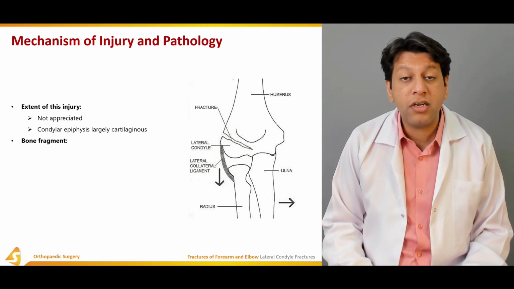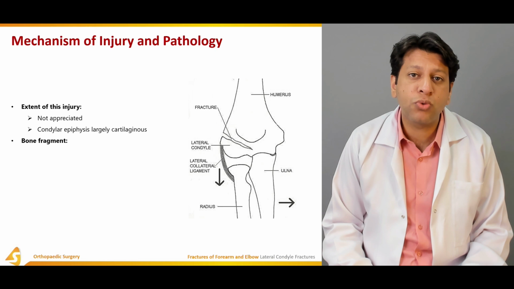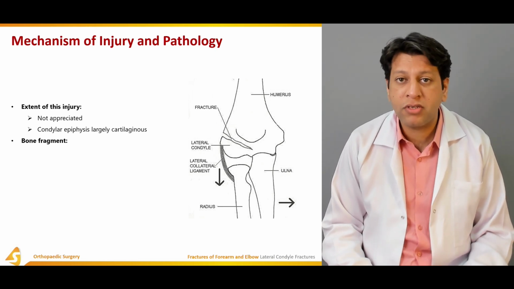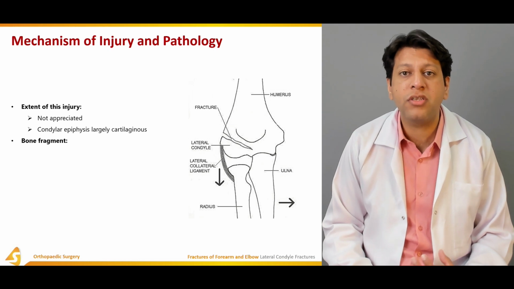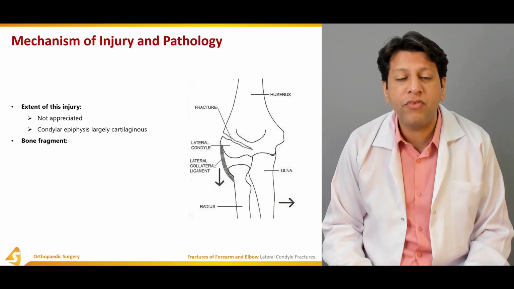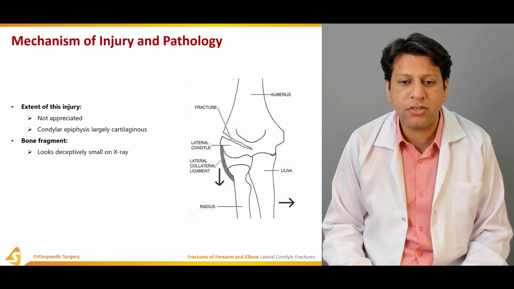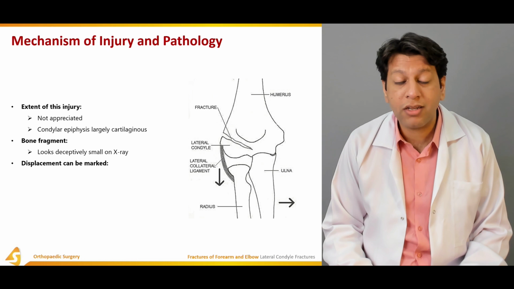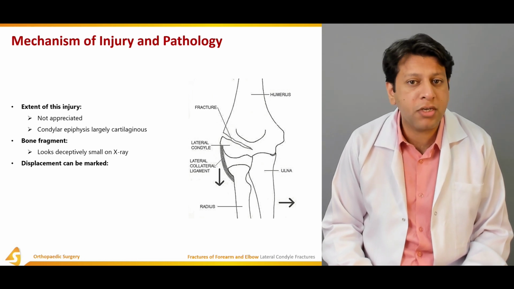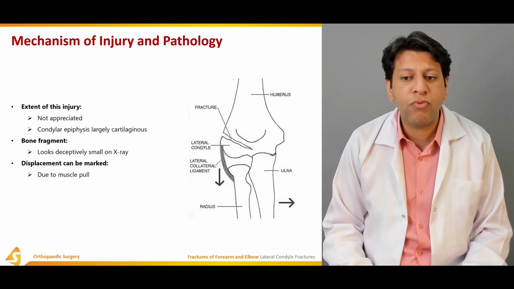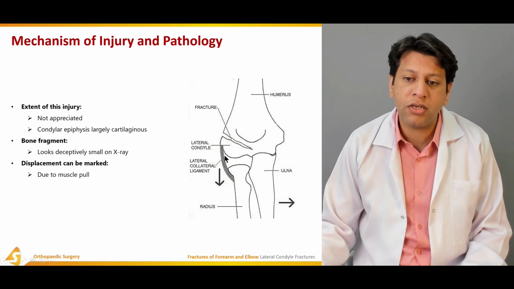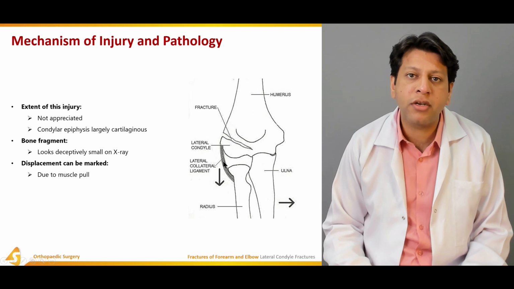The bony fragment is usually less appreciated. Why? Because most of it is a cartilaginous shell. Therefore, when we open it up, especially during open reduction and fixation, we see a very large fracture fragment, which may not be very visible on the x-rays. Displacement can be marked, and we have to look for that. It's less than 2 mm, 2 to 4 mm, or more than 4 mm. And why is it sometimes more than 4 mm? Because the common extensor origin is over here, and it pulls the fragment and rotates it laterally.